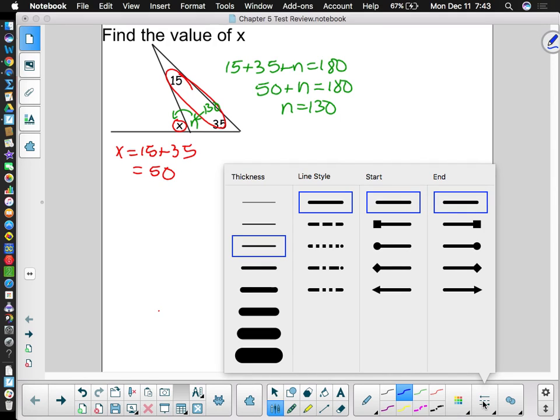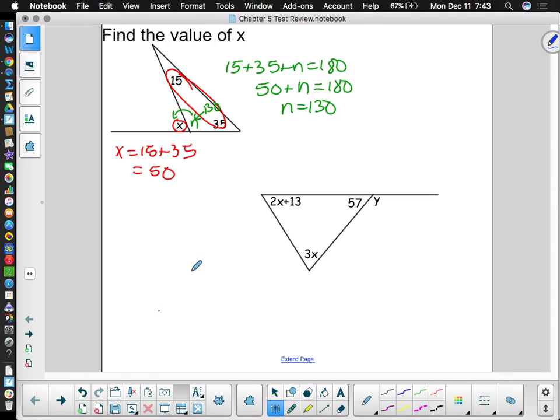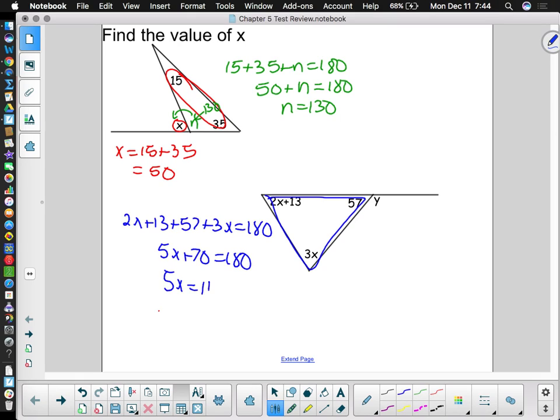For B, we had, again, the three angles of a triangle add up to 180. And we have to do the algebra. 2x and 3x is 5x is 180. So 5x is 110, divide by 5, and I get x is 22. Okay?